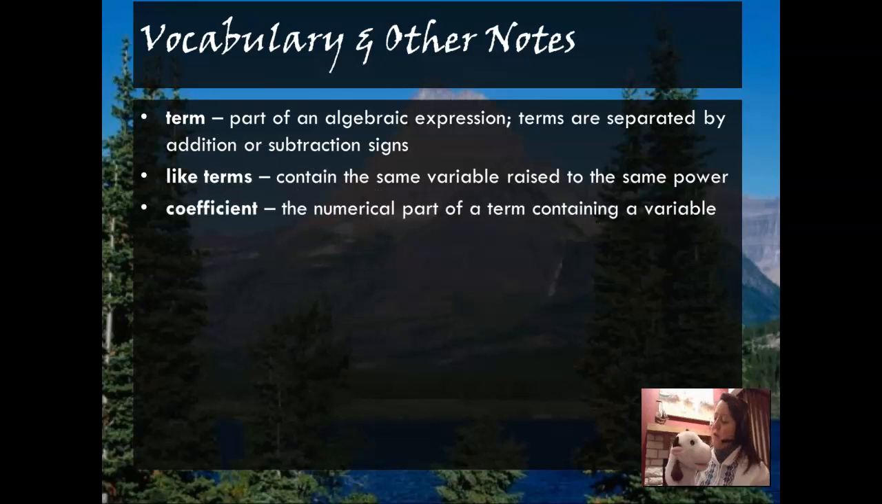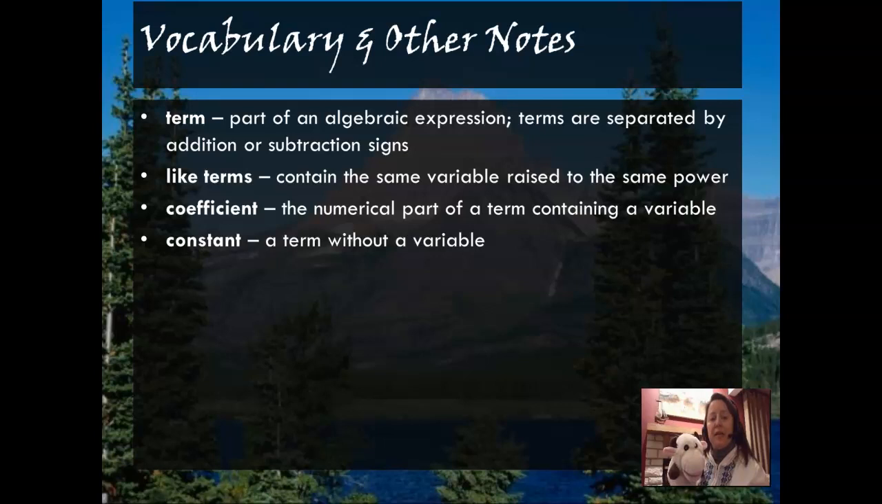Coefficient. Ooh, that's a fun word, isn't it? Coefficient is the numerical part of a term containing a variable. For example, if we have the term 10x, the coefficient is 10. And finally, we have constant. A constant is a term without a variable. For example, 5 would be a constant.